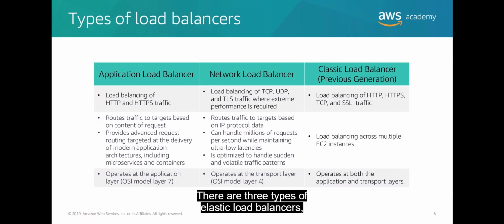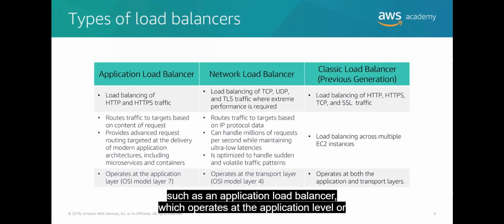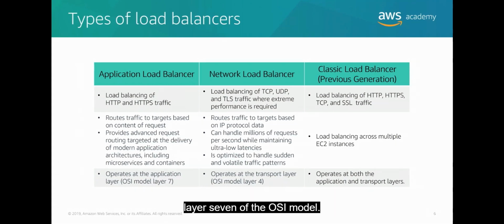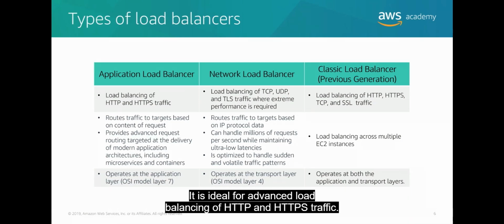There are three types of Elastic Load Balancers, such as an Application Load Balancer, which operates at the application level or layer 7 of the OSI model. It routes traffic to targets based on content of the request. It is ideal for advanced load balancing of HTTP and HTTPS traffic.